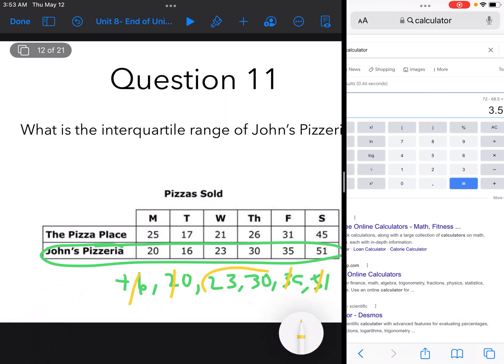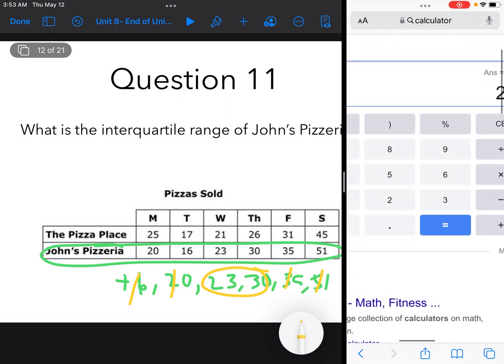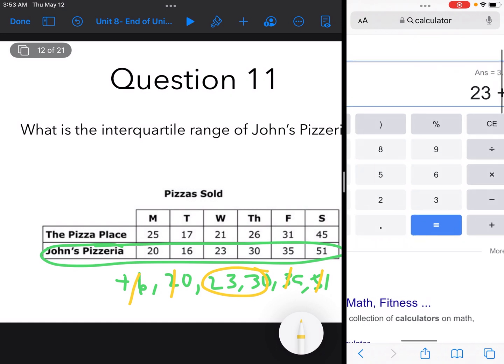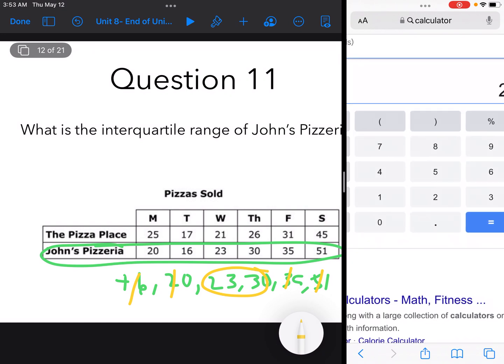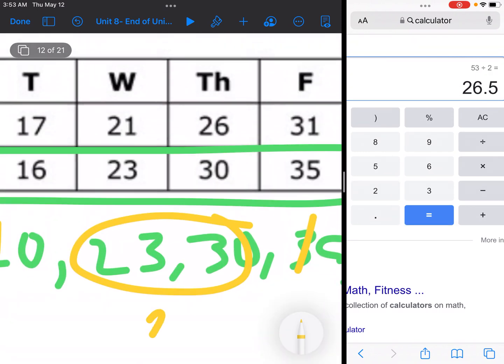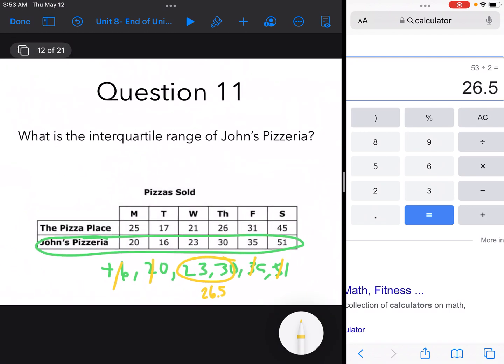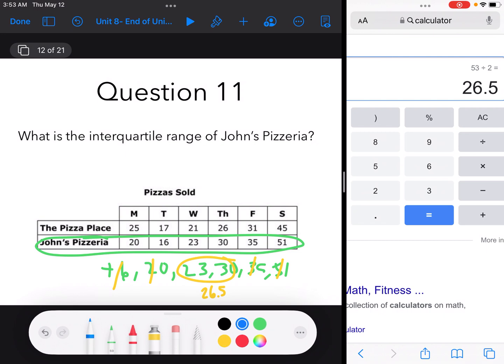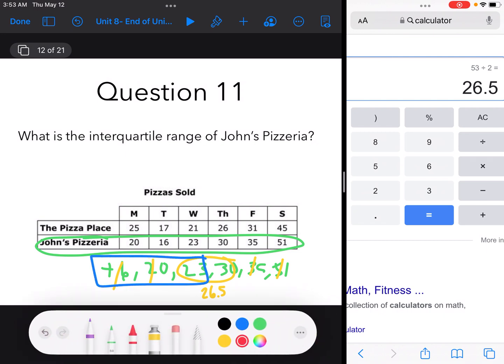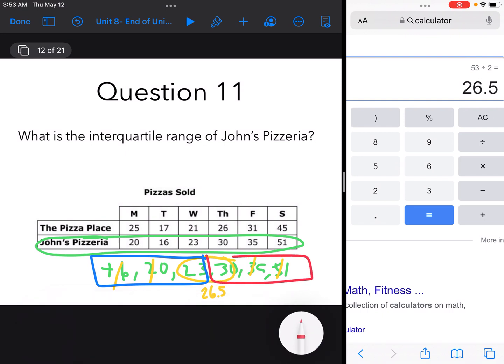I have two numbers in the middle, so I have to add them and divide by 2. So that's 23 plus 30 divided by 2. So 26.5. So now we're looking at that half of the data and this half of the data.